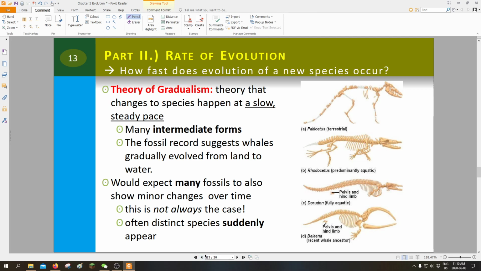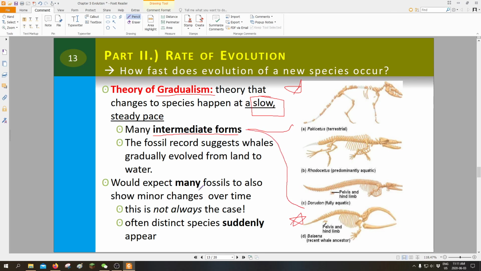Okay, we're going to move on to part 2 of today's topics. We're going to be discussing a little bit about the rate of evolution, or how fast does evolution of a new species actually occur. There are 2 different theories on this. The first one we're going to be talking about is gradualism. This is a theory that, again, you can sort of understand this by the word gradual in gradualism. This is a theory that changes to species happen at very slow, or you could even say gradual, paces. Okay, you're going to get many intermediate forms in between maybe the beginning organism and the end organism, okay?